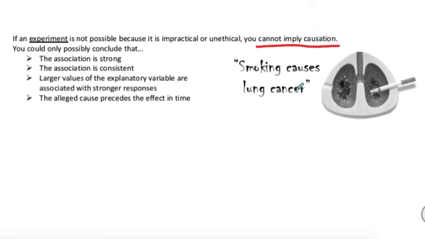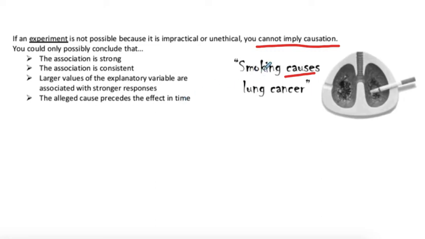So we've heard this phrase where it says smoking causes lung cancer, but there's never been an experiment done on this. What we could conclude is the association between smoking and lung cancer is strong. The association between smoking and lung cancer is consistent. Okay, we could say larger values of explanatory variable are associated with stronger responses, meaning the more you smoke, the more likely it was that you got lung cancer. But what we can't say is causes, okay? The alleged cause precedes the effect in time.